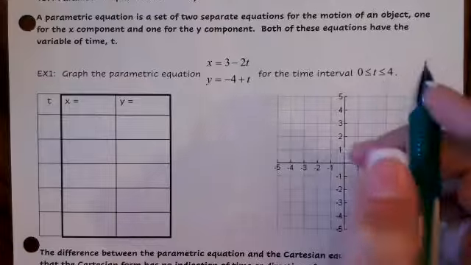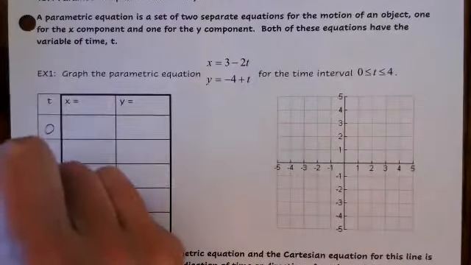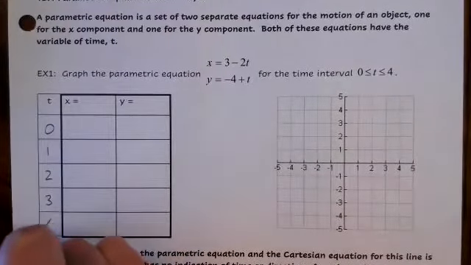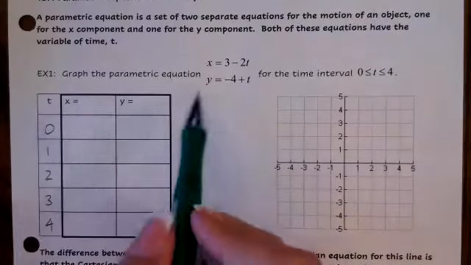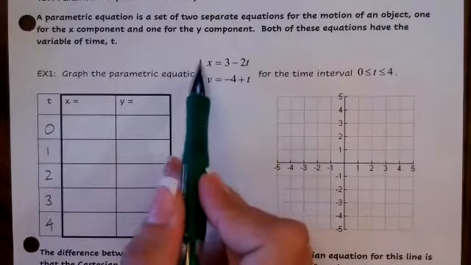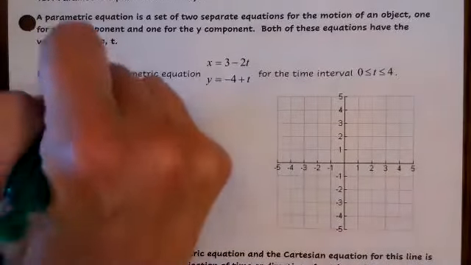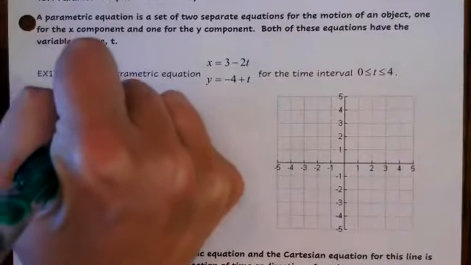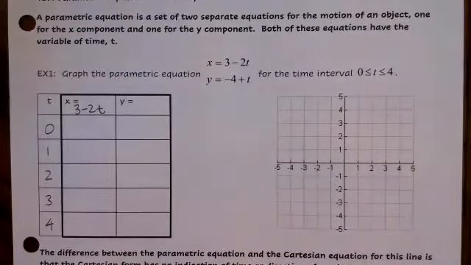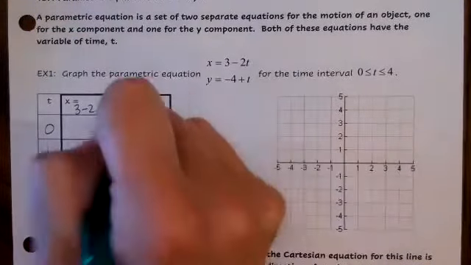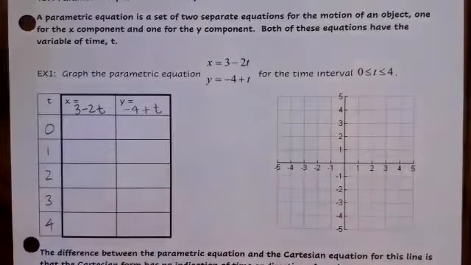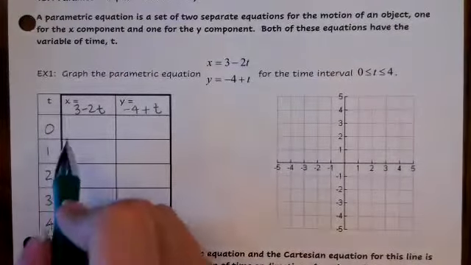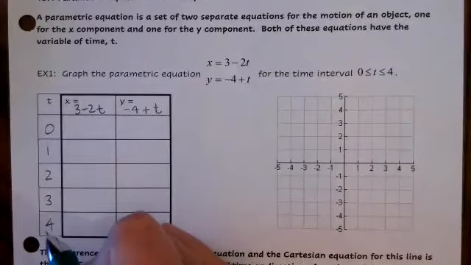So on our first graph here, it says to graph these between 0 and 4. T is between 0 and 4. So our time is going to be 0, 1, 2, 3, and 4. To find our x value, we use our parametric equation here of 3 minus 2t to find the x values. Then to find the y values, we use that -4 plus t. And you're just building a table of values like you've built before in the past.